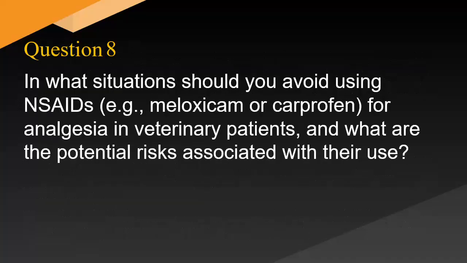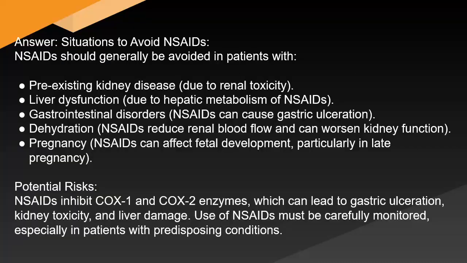In what situations should you avoid using NSAIDs, e.g., meloxicam or carprofen for analgesia in veterinary patients, and what are the potential risks associated with their use? Answer: situations to avoid NSAIDs. NSAIDs should generally be avoided in patients with pre-existing kidney disease due to renal toxicity, liver dysfunction due to hepatic metabolism of NSAIDs, gastrointestinal disorders.